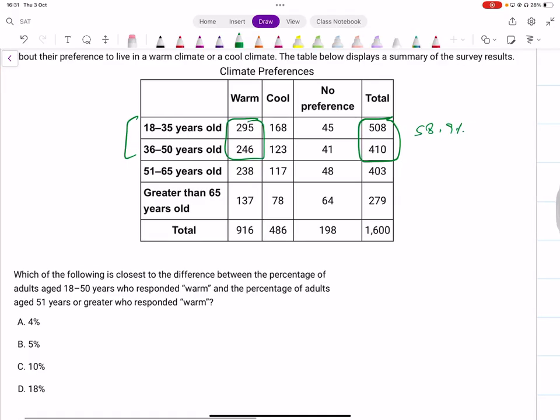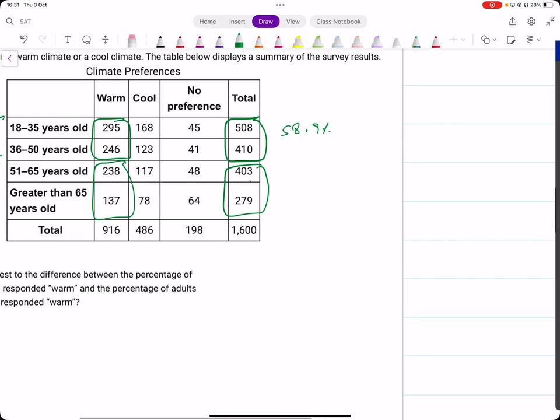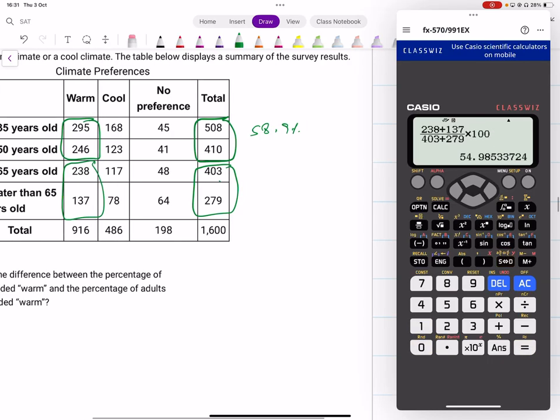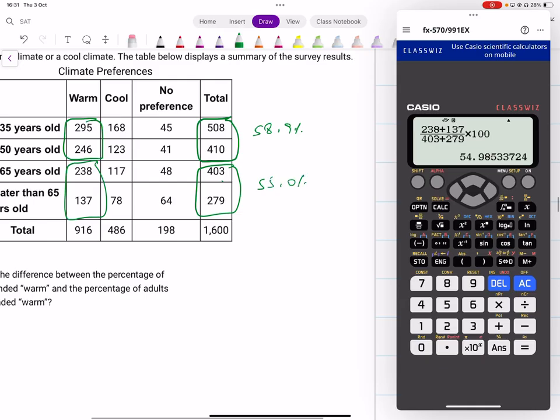Now it says percentage of adults aged 51 years or greater who responded warm. So out of the remaining people, these are the remaining people, how many of these responded warm? Again, do the same thing here. 238 plus 137 divided by 403 plus 279. We get 55.0 from this. What's the difference between these two numbers?